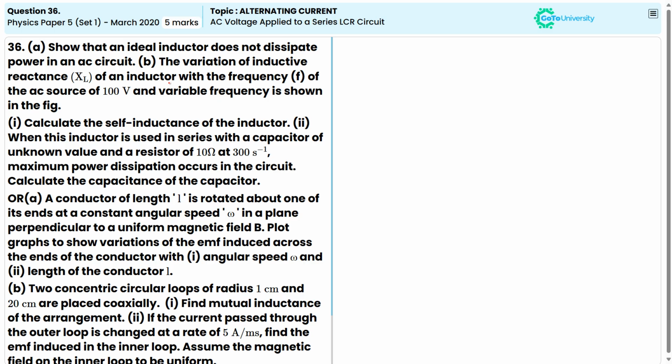There are two questions given here, but in the exam we can choose either the first one or the second one. Let us discuss both. First we'll discuss question A. Here the question is: show that an ideal inductor does not dissipate power in an AC circuit.